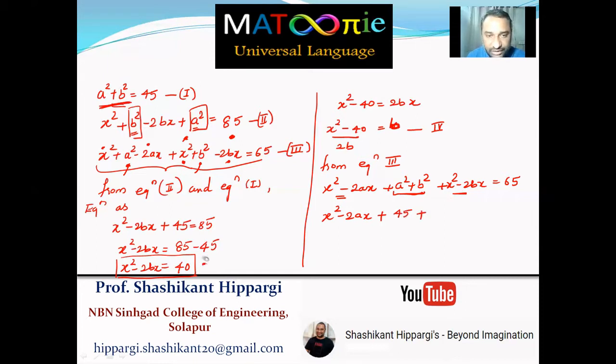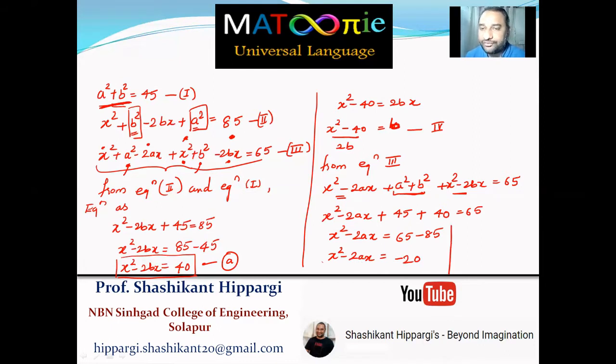From this equation, you can call this as equation number, I'll call it as like a. From a, you can find out that this is x square minus 2bx is nothing but 40 and this is equal to 65. Okay, so from this I can say that x square minus 2ax is equal to 65 minus 85. You know that 45 plus 40 is 85, and if you take it on the RHS, that becomes 65 minus 85. So x square minus 2ax is nothing but minus 20. Okay, so find out the value of a from this.